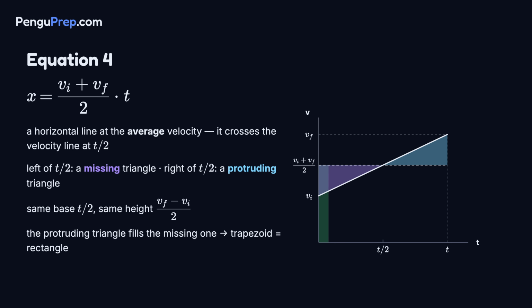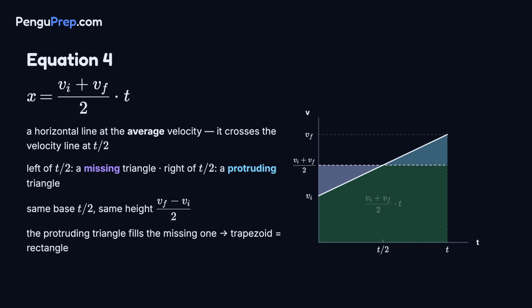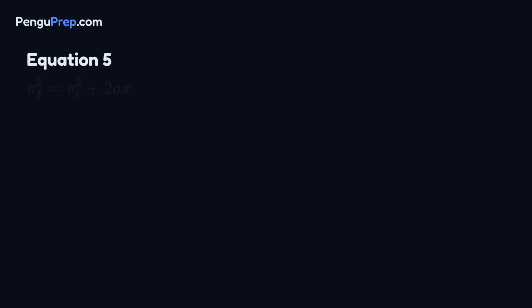The rectangle has a height of (vf plus vi) divided by 2 and a width of t, so the area is going to be the following. And therefore we have proved the equation. There's one equation left, and we can derive it by combining the 2 equations that we already have.